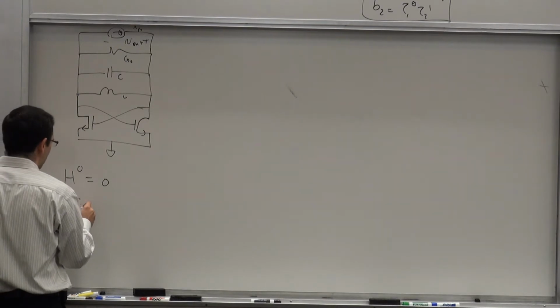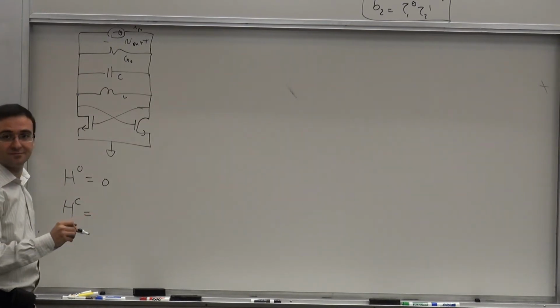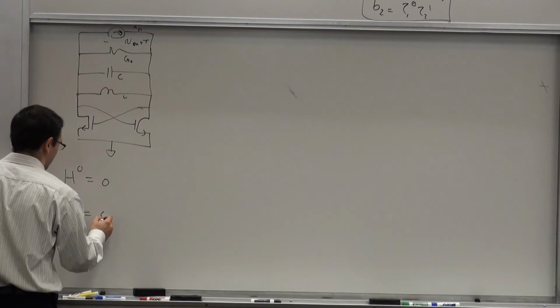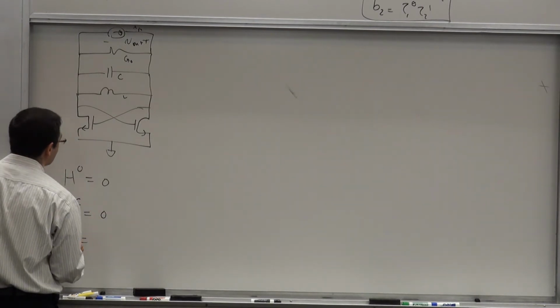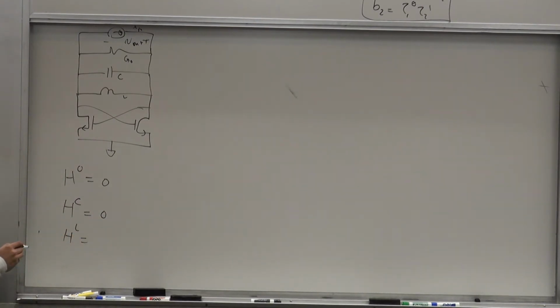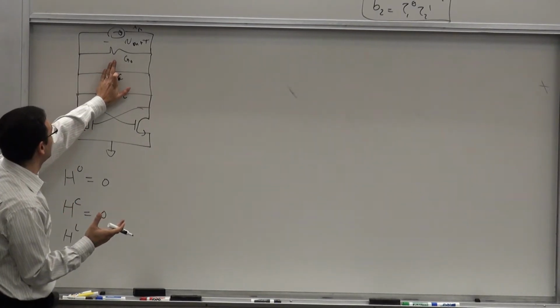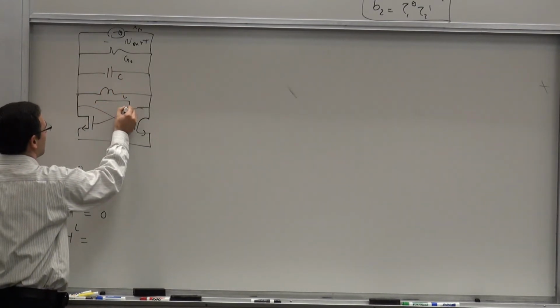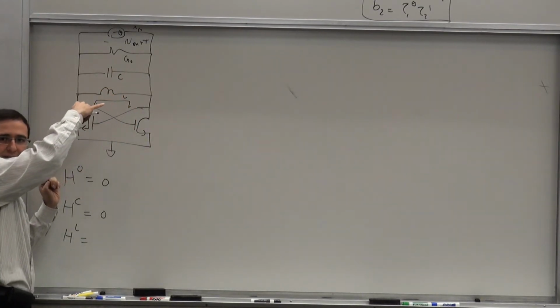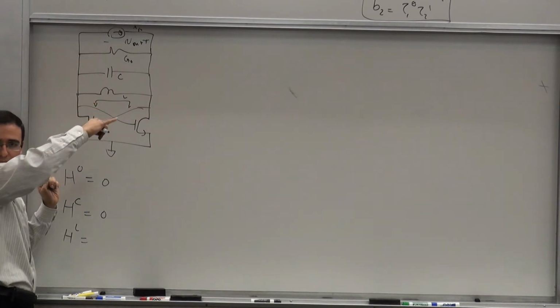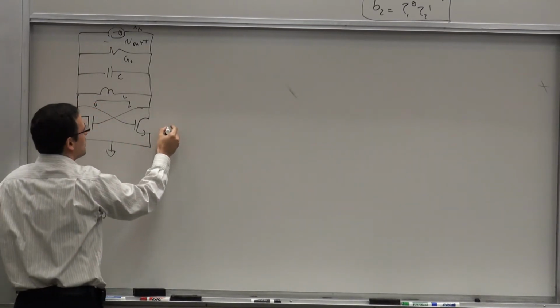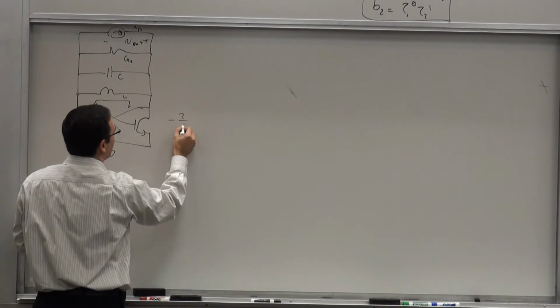How about HC? That's doubly 0. How about HL? That's when the inductor becomes open, right? So then you have to know what the resistance is, and the capacitor is not there. So neither one of them is here. What is the resistance of this thing? We've done this before, right? It's a negative resistance cell because of positive feedback. Actually, it's minus 2 over GM.